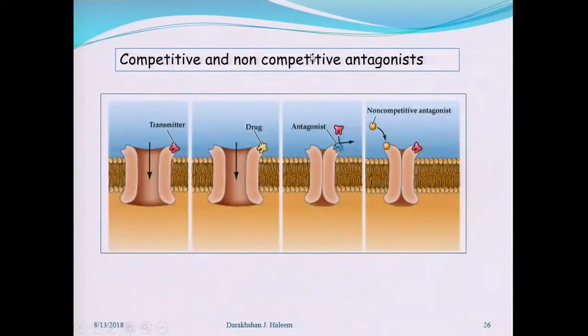Here are the examples of competitive and non-competitive antagonists. This is the transmitter site. Transmitter binds with it to open the channel. If a drug binds with these sites to open the channel, it will be an agonist. An antagonist can bind with these sites but produce no effect. This is a competitive antagonist. It binds to the same site where the endogenous compound binds. A non-competitive antagonist will bind to another site, and although the site is occupied by the agonist, the channel will not open. Okay?